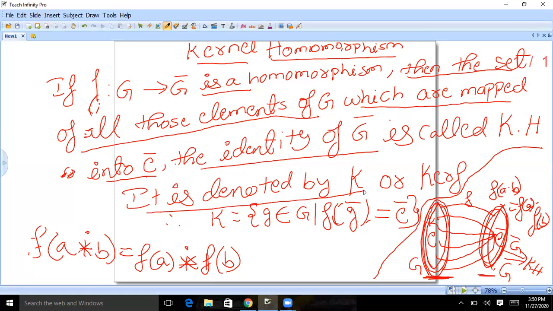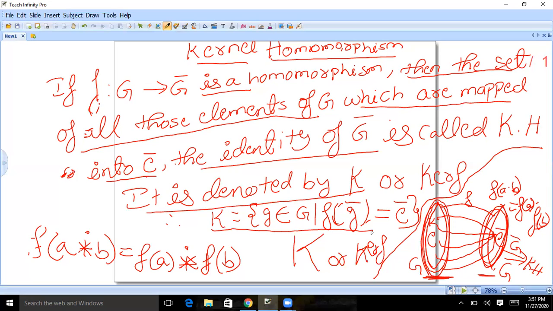It is denoted by capital K or Ker f, one of these two. In expression form, it must satisfy capital K = {g belongs to G such that f(g) = e bar}, the value of f(g) being e bar. This is how the definition of the kernel of homomorphism says.